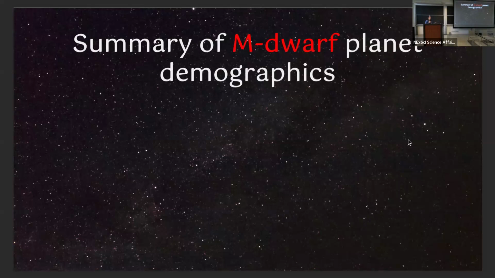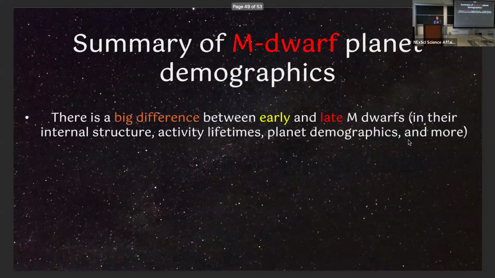Great. So just to conclude, a summary of what we talked about today. There's a big difference between early and late M-dwarfs. And when we're thinking about an early M-dwarf, arguably it's more similar to the sun than it is to a star like TRAPPIST-1. And so when we talk about M-dwarf planetary demographics, we need to account for these differences, and all M-dwarfs are not the same.